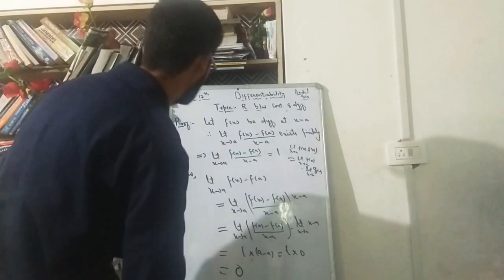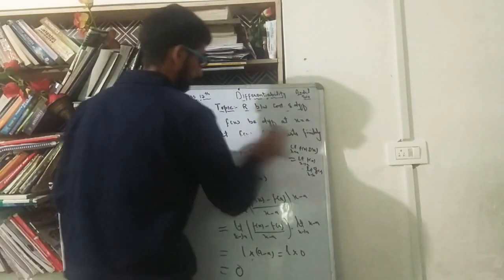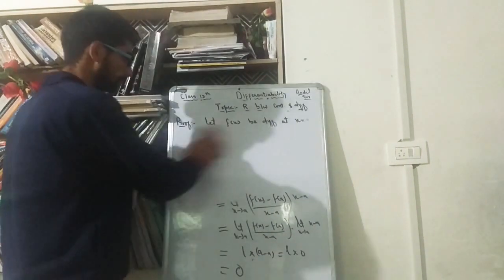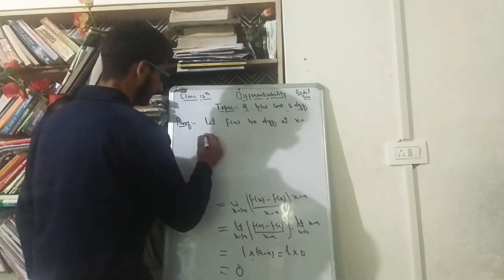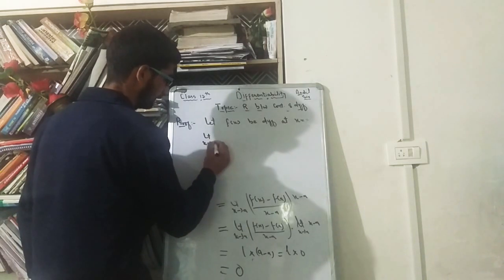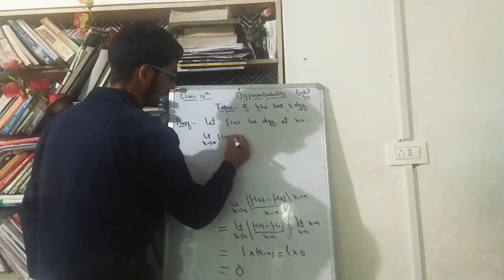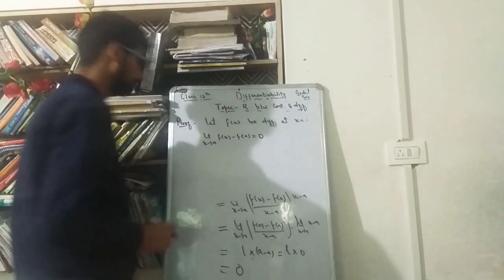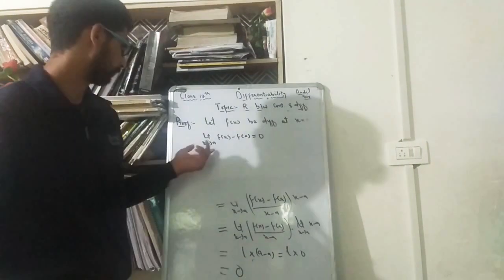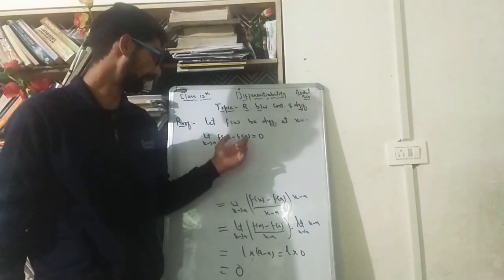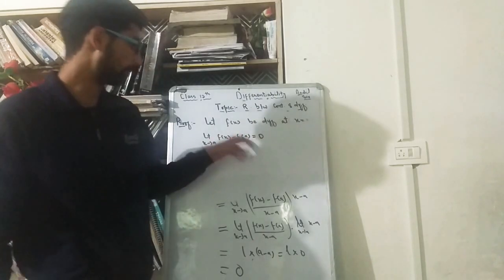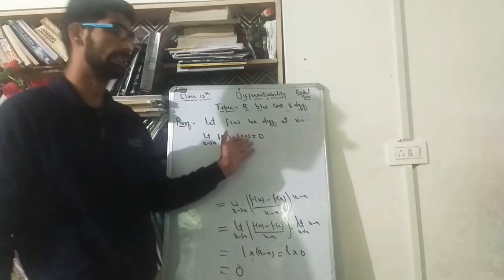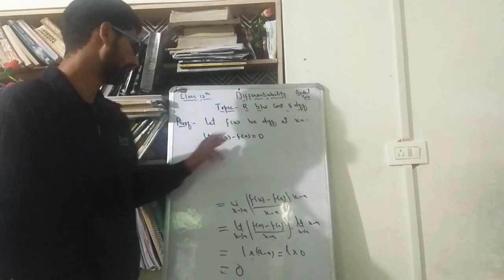So after here I got, limit x tends to a, f of x minus f of a equals 0. Now this limit x tends to a applies to f of x and minus f of a, but f of a is a finite value because it is the value of the function at point a, and there is no x here because we have already given the value of x as a.